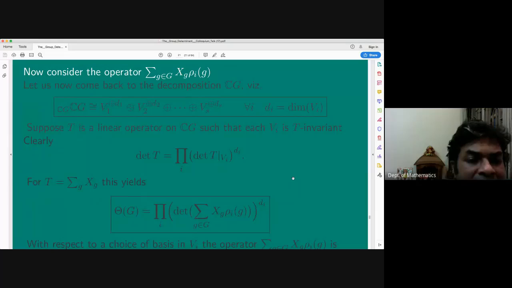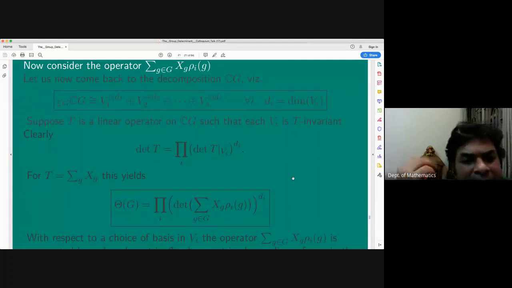So this means that the space CG is decomposed into irreducible representations V1 up to Vs. And T? T is any linear operator on CG such that each of these Vi is invariant under T.